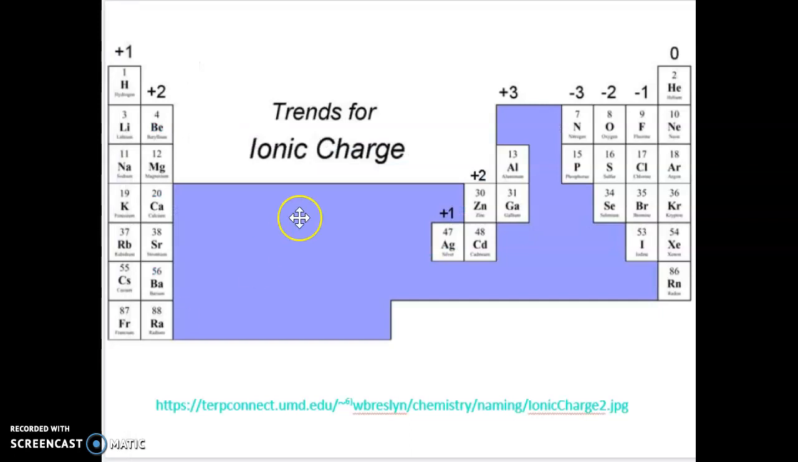And the last page here, it gives you just some trends of charges. The middle can switch between certain charges. Sometimes they have 2 or 4 or 3. Group 1, since they have 1 valence, they're going to lose that valence and become +1. Group 2 has 2 valence. It is easier to lose 2 than it is to gain 6. So they will lose electrons having a +2 charge. This means they have 2 more protons than electrons.